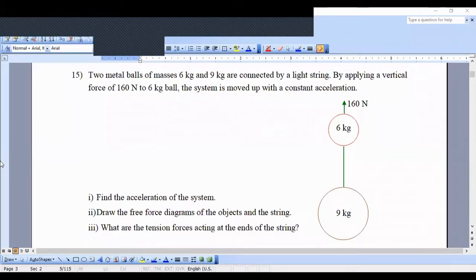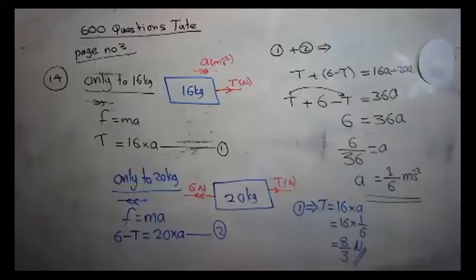Here also, light string. Light string means no mass. Let me draw the figure. But before that, if you want, please take a screenshot of the whiteboard, because I'm going to erase everything.